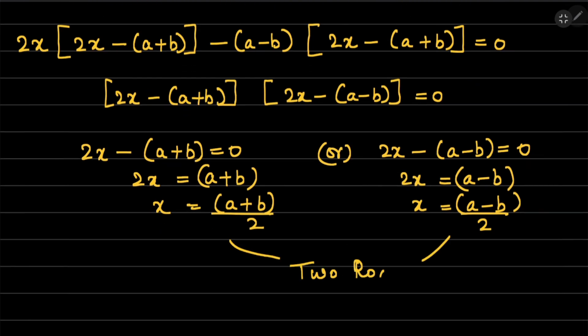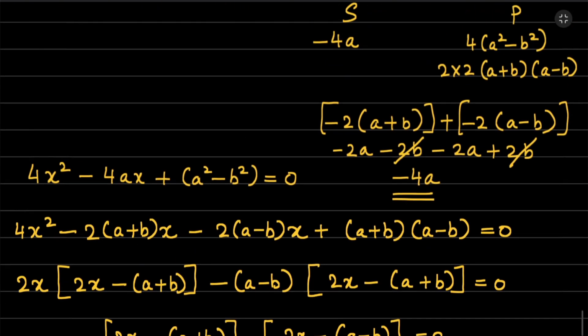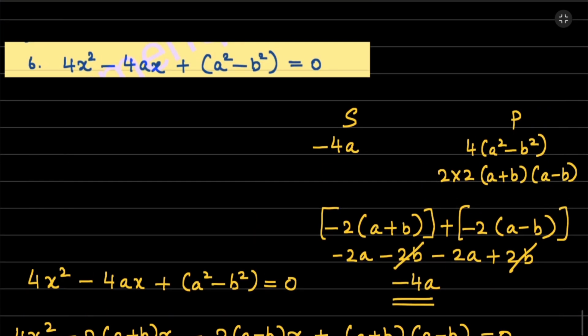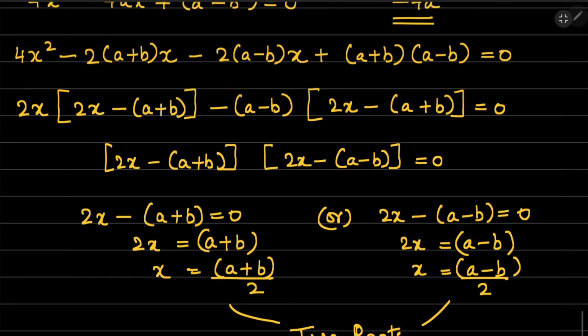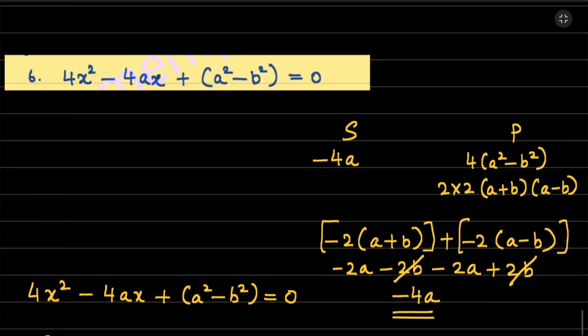roots of the given quadratic equation, which means if you substitute either of these values in the given equation, it will balance out. That means it will satisfy making LHS equal to RHS. Okay, both are the roots of this quadratic equation. So this is quite an important question. Make sure you do it.